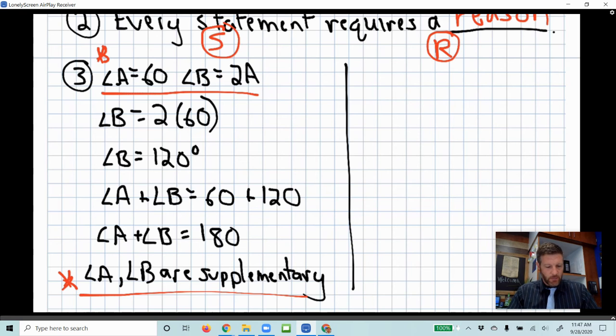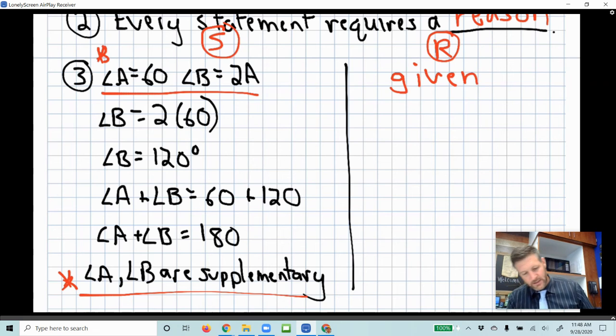Alrighty, and by the way, not only is one angle twice as big as the other, they actually tell us one of the angles is in fact 60 degrees. Okay, so let's get started. What's my first reason? Well, how did I know that angle A is equal to 60 and that angle B is twice as big? I didn't deduce that, they gave it to me. So that's why you start every proof with a given.